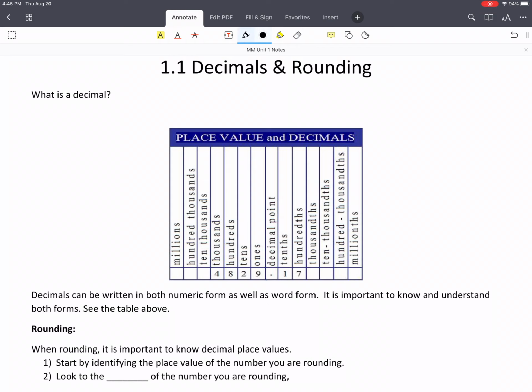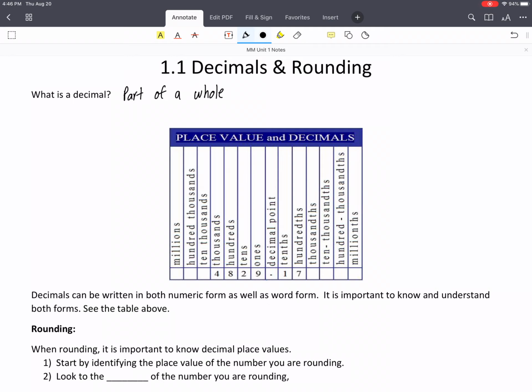So if we think about this in regards to swimming, sometimes it comes down to the 10th of a second or 100th of a second. Those are decimals. So decimals are going to be part of a whole. So it's just part of a whole number. Okay? So we're going to look at tenths, hundredths, just something that's not a whole number.